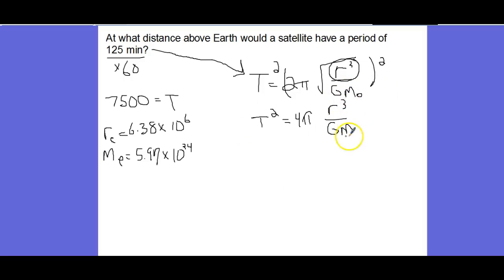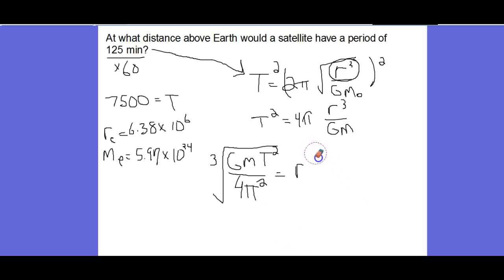And then we just need to rearrange, because we want to know the distance, the radius. So G and M are going to go over next to T: G, M, T squared. And then we're going to divide underneath by 4 pi squared. And that gives us r cubed. But we just want r, so we do the cube root of this whole thing, and then we'll get the answer.